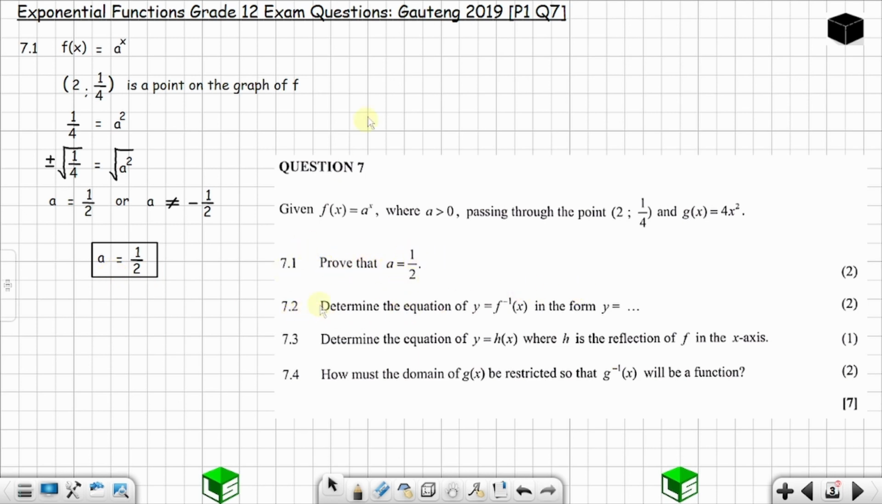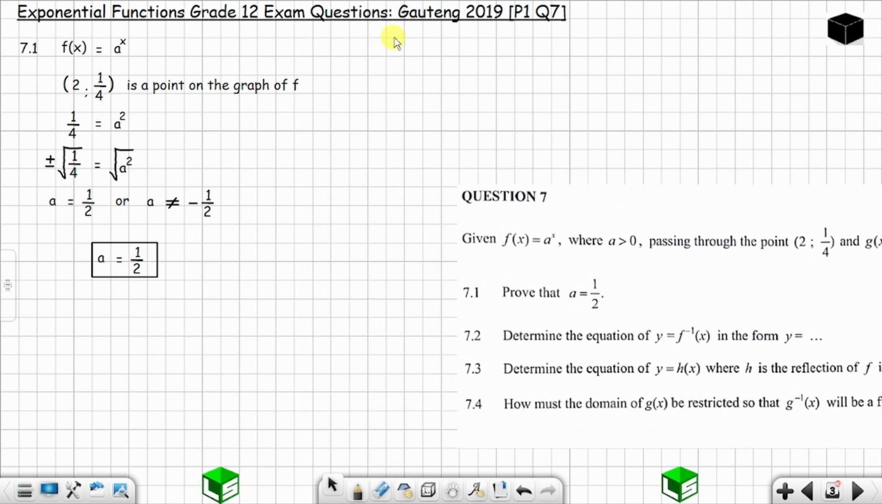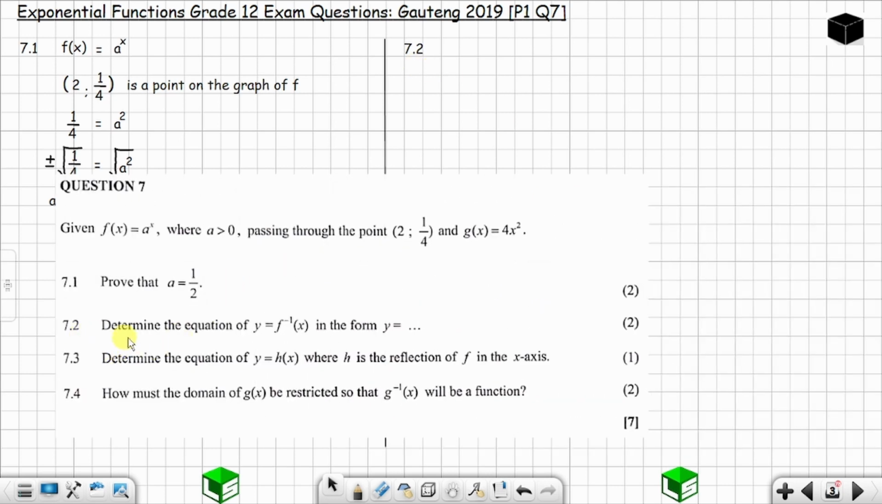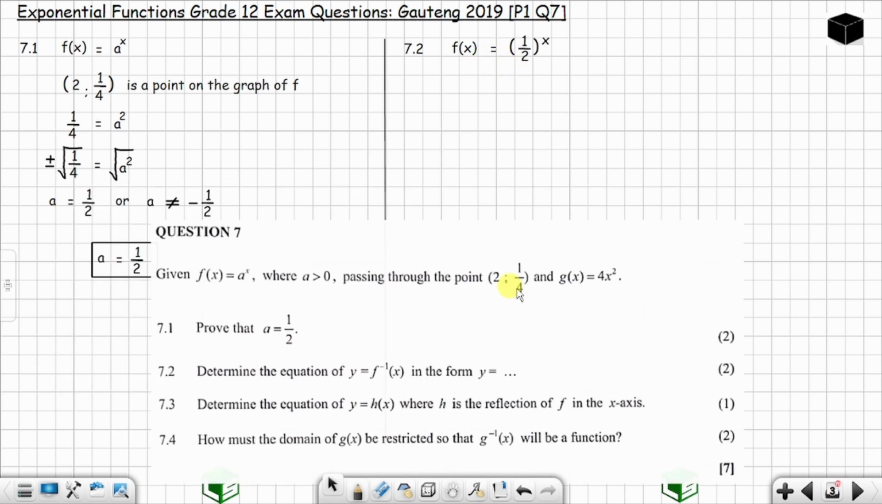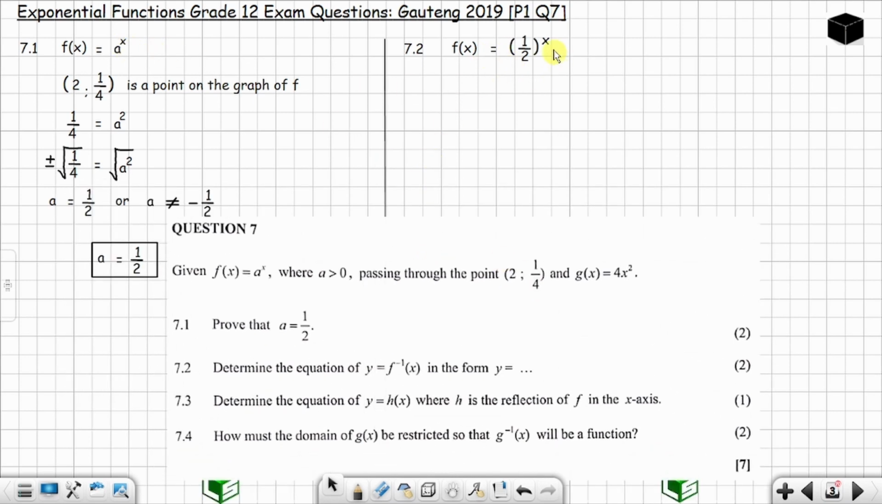Now 7.2. Let me draw a line here. 7.2: determine the equation of y is equal to the inverse of f of x in the form y is equal to. So you have to determine the inverse of f of x. You are given f of x is equal to this. Remember a is 1 over 2, and you have it to the power of x.